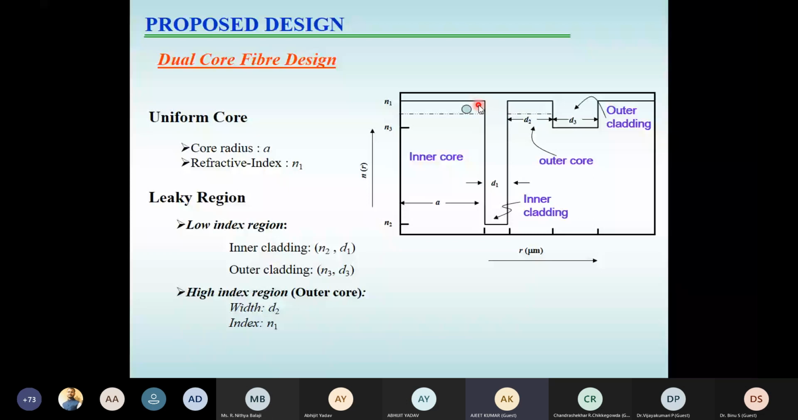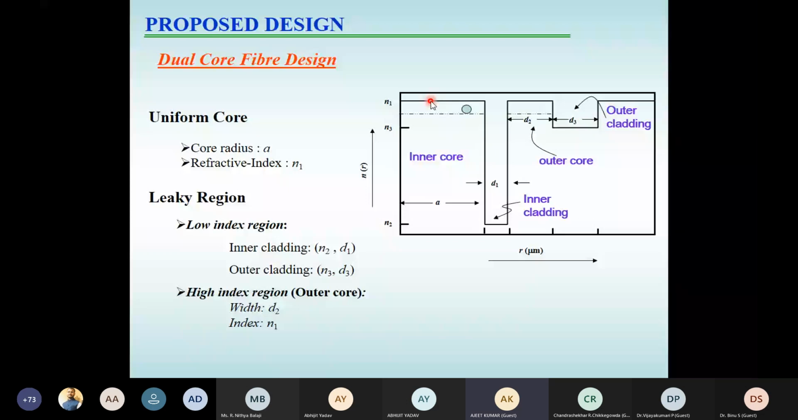So what have we done in the dual core fiber design? Being inspired by what we observed there, we have given a simplified design which has a uniform core and a leaky cladding. The uniform core is characterized by a core radius A and refractive index N1. And the leaky cladding has a low index region and a high index region. We have two low index regions. One is the inner cladding, characterized by refractive index N2 and width D1, and then we have an outer cladding characterized by refractive index N3 and width D3. The high index region has the same refractive index as the core, N1, and width D2.